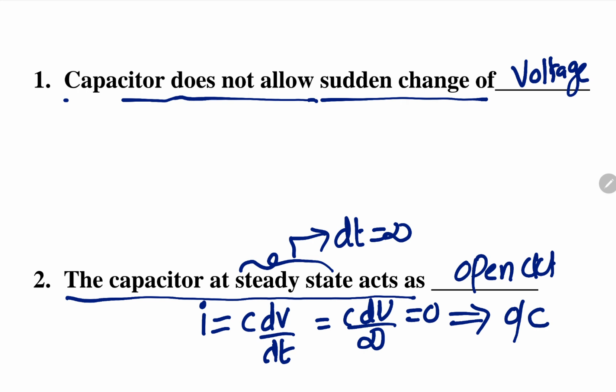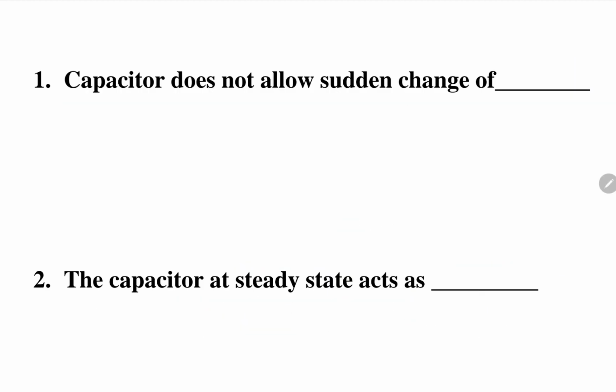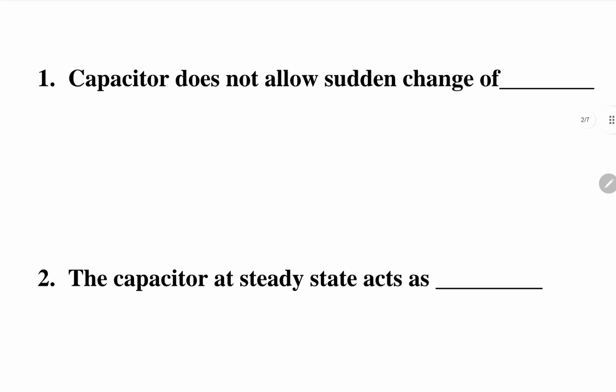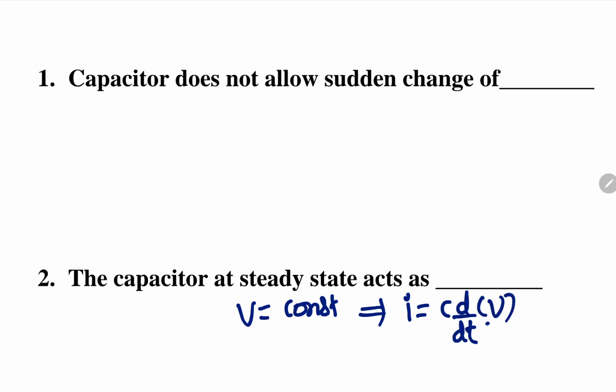One more way is, we all know at steady state voltage across the capacitor becomes constant, V is equal to constant. So now i is equal to C d by dt of V. Now this V is a constant value, so d by dt of constant. Differentiation of constant is 0. C into 0, so current 0 means again open circuit. At steady state, there is no change in the voltage and current through the capacitor becomes 0. Current 0 means open circuit.